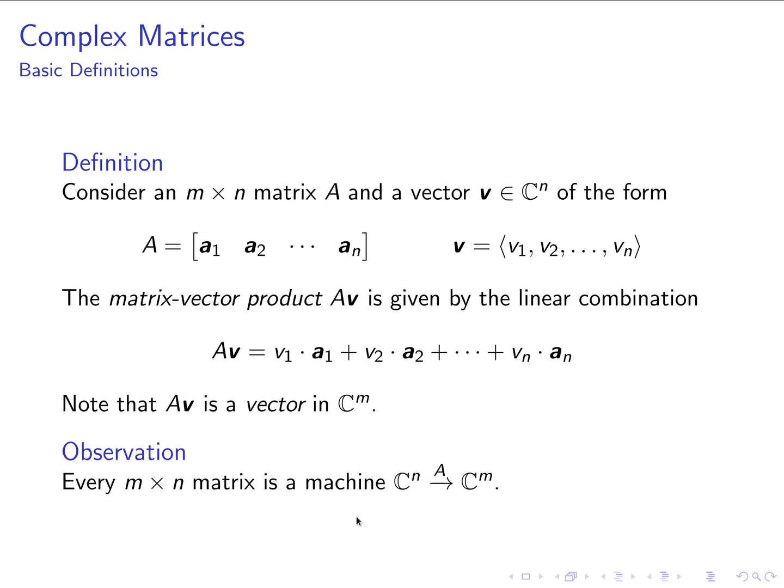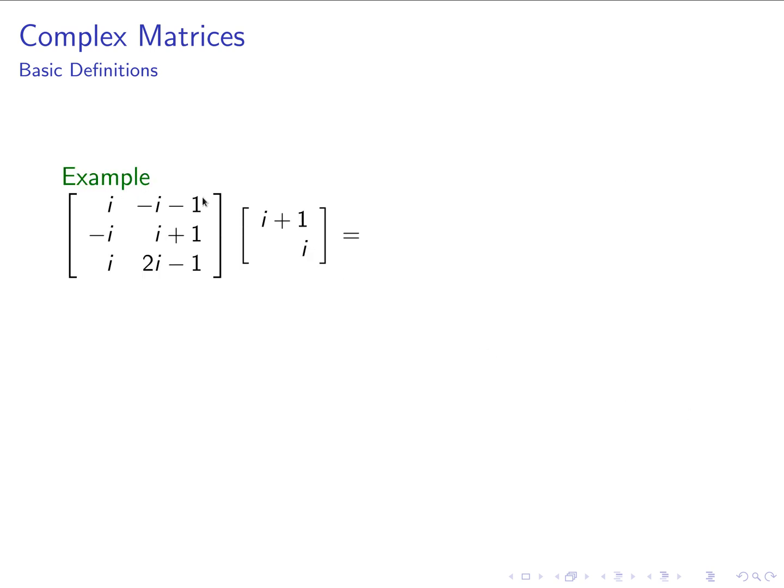So just like before, we can view every m by n matrix as a machine. When our matrices previously had real entries, we viewed an m by n matrix as a machine that goes from R^n into R^m. We can now view our complex matrices as machines that go from C^n into C^m. So let's look at an example. Here we have a 3 by 2 complex matrix, and we're going to multiply by this vector in C^2.